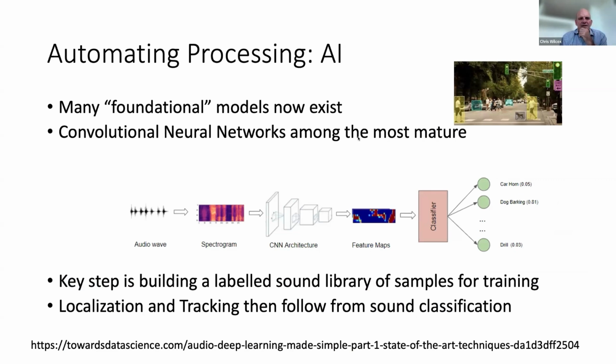One of the key steps is building a labeled sound library for training. At the moment, we have trained models for bombs and a trained model for boats, and we're working towards building them for air compressors and a bunch of other applications. Once you have the classification, you can then do localization and tracking to follow things from their sounds. So with 3 hydrophones, you can basically triangulate a boat and track it as it moves around.